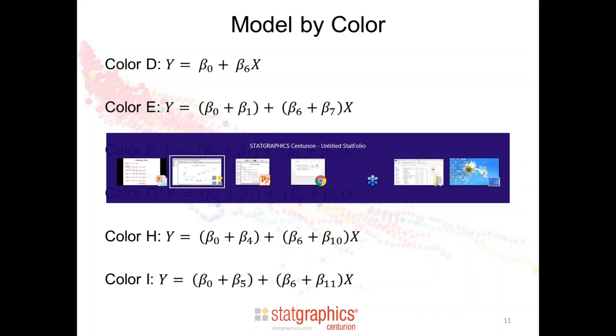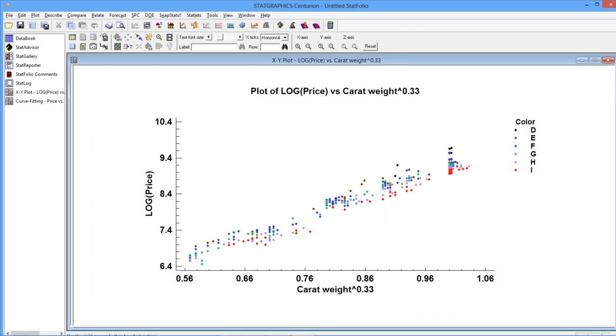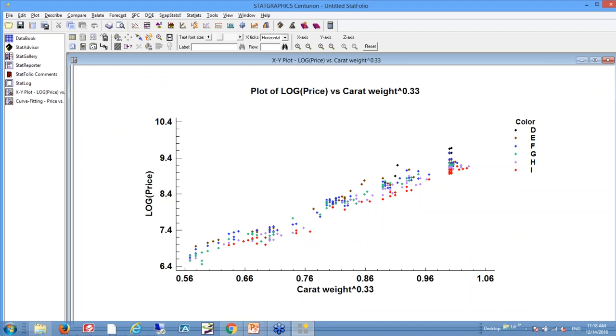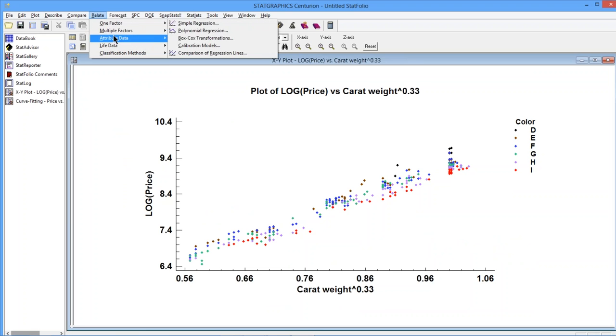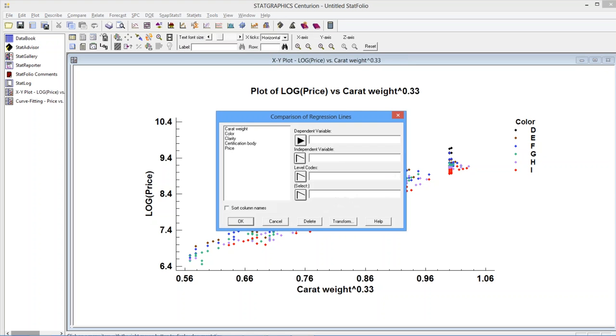Now, where do I do this in Statgraphics? Well, there's a procedure that we put in quite a few years ago that's just absolutely ideal for this. It's under the Relate menu, One Factor, and it's called Comparison of Regression Lines. This particular procedure is designed for the case when you have one quantitative X and one categorical factor.